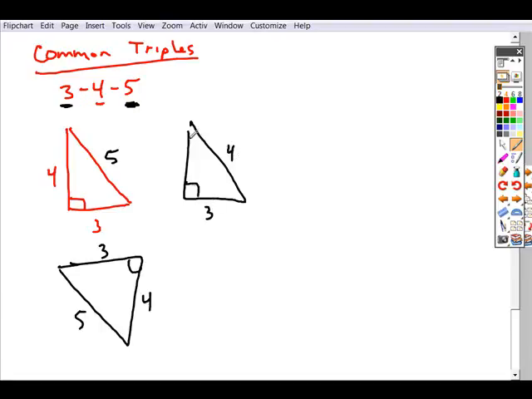Okay, now, what if you were given something where it looked like this, 3, 4? Would this missing side be a 5? No, the 5 would need to fall in the hypotenuse, and the 3 and the 4 would need to fall as the legs.